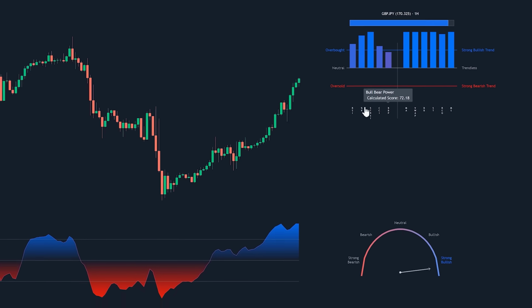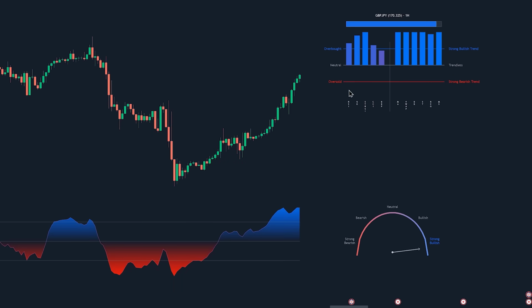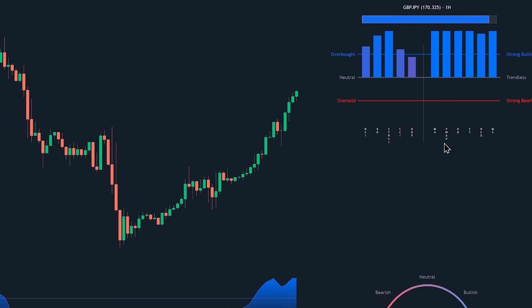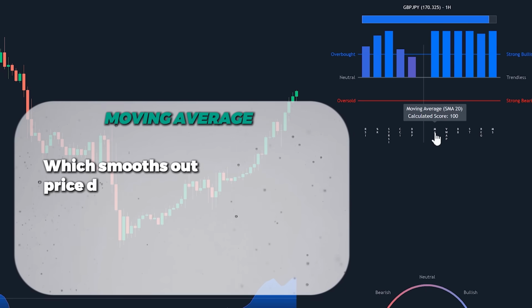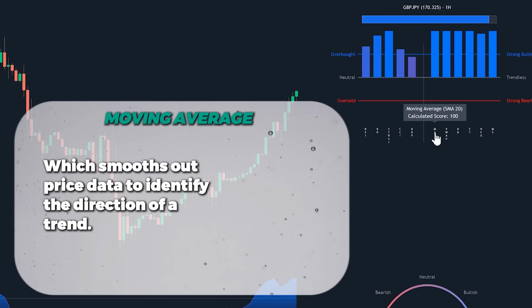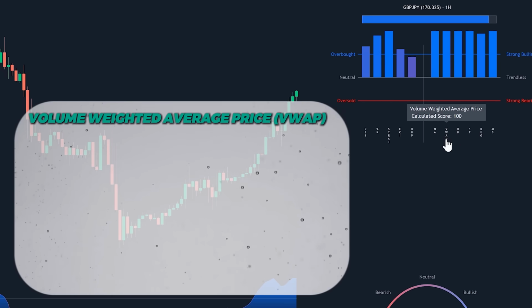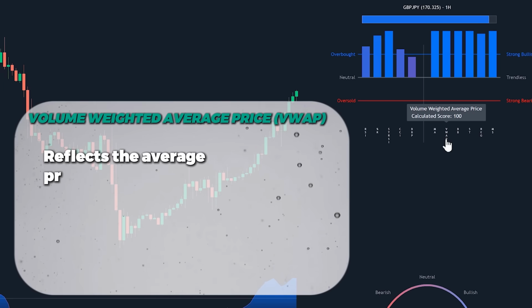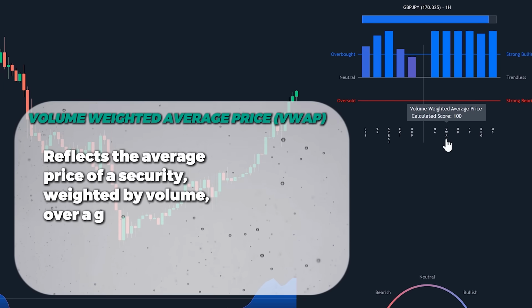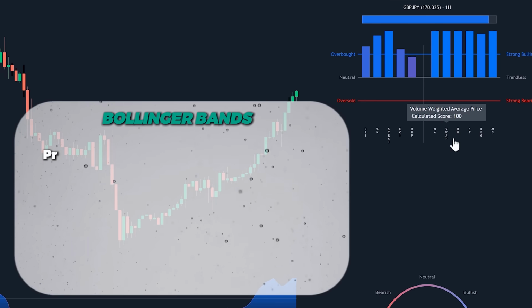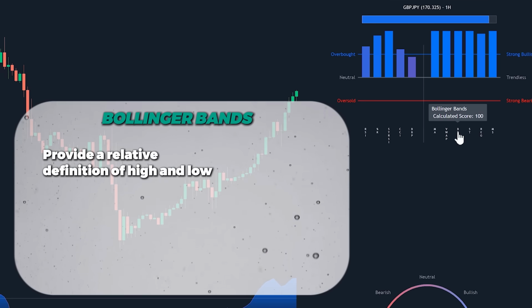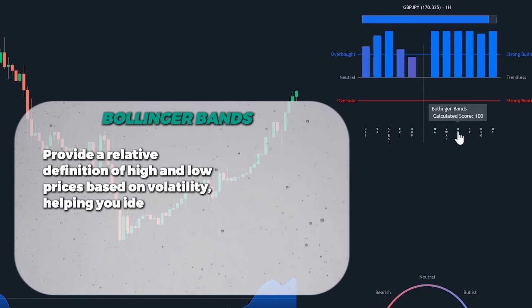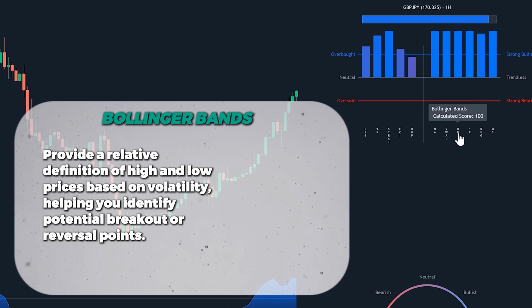Now, for each of these indicators, there's going to be a bar that shows their current level, allowing you to quickly assess the momentum factors influencing the market. Now, on the right side, the indicator displays trend and volatility indicators. We have the moving average, which smooths out the price data to identify the overall direction of a trend. The volume-weighted average price, or the VWAP, reflects the average price of a security weighted by volume over a given time period. Bollinger Bands provide a relative definition of high and low prices based on volatility, helping you to identify potential breakout or reversal points.